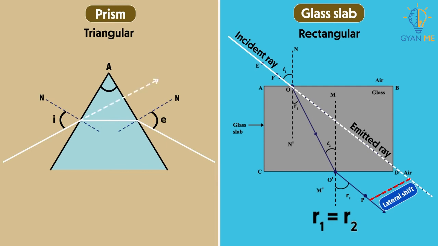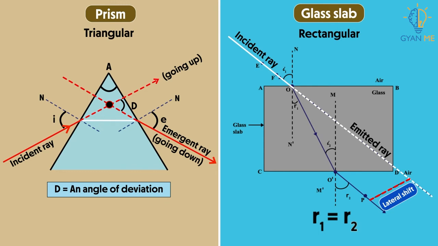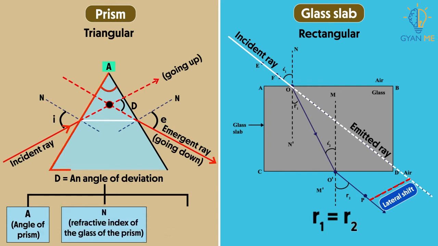Very clearly, it can be seen that this is the direction of the incident ray and that of the emergent ray is this one. One is going up while the other is going down. And so they both intersect at a point where they form an angle of deviation. The angle at which the ray of light will be deviated by a prism depends on three factors. The angle of prism, which is this, the refractive index of the glass of the prism, and the angle of incidence.